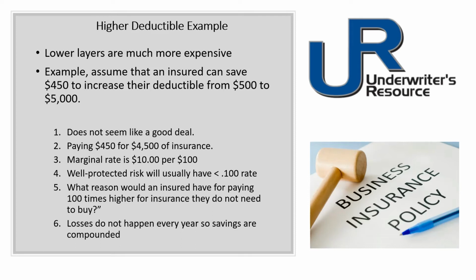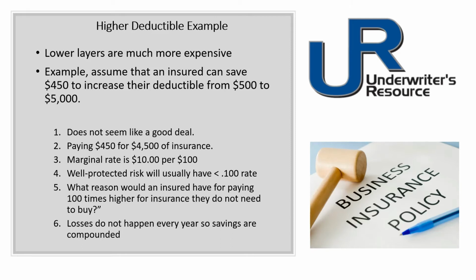The truth is incremental or marginal rates for lower deductibles are extremely high. For example, let's assume that an insured can save $450 to increase their deductible from $500 to $5,000. On the surface, it does not seem like a good deal. However, if you consider that for $450, they're only buying $4,500 worth of insurance, $450 for a $4,500 limit computes to a $10 per 100 rate.